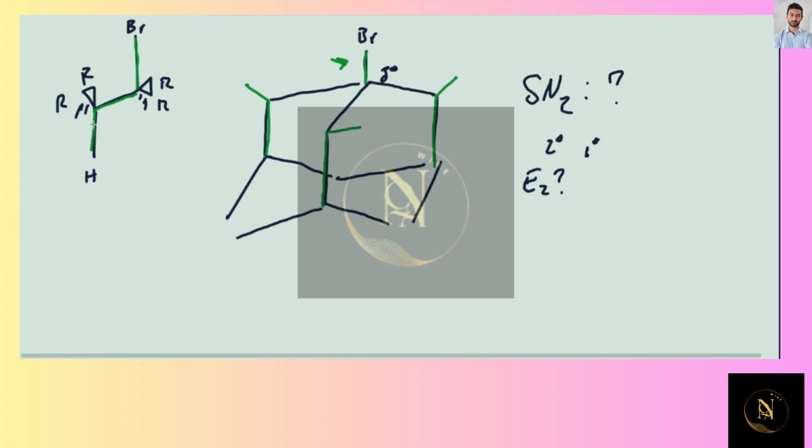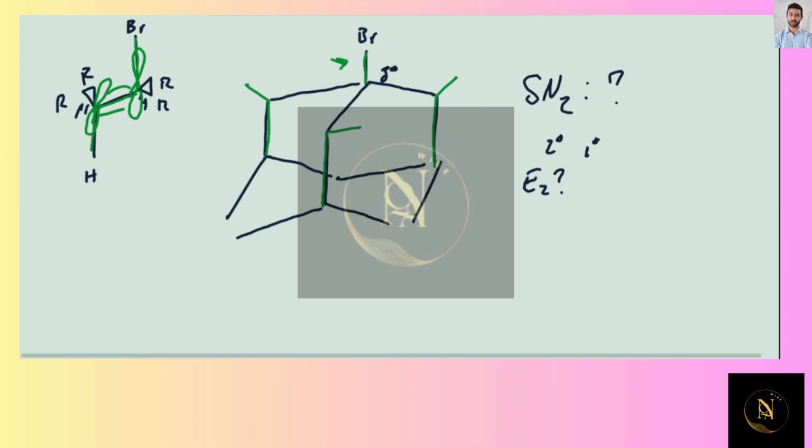We need this overlap of antibonding and bonding orbitals to form this new double bond. Okay, so the reason that E2 won't work seems good. Now let's see. Why won't E1 work? Maybe that's a question you might have.